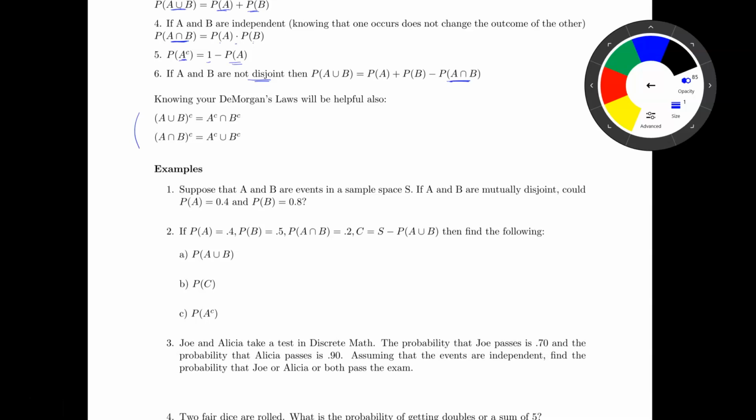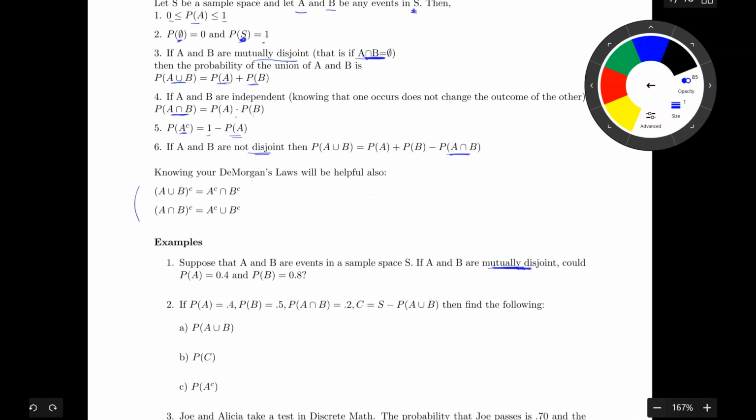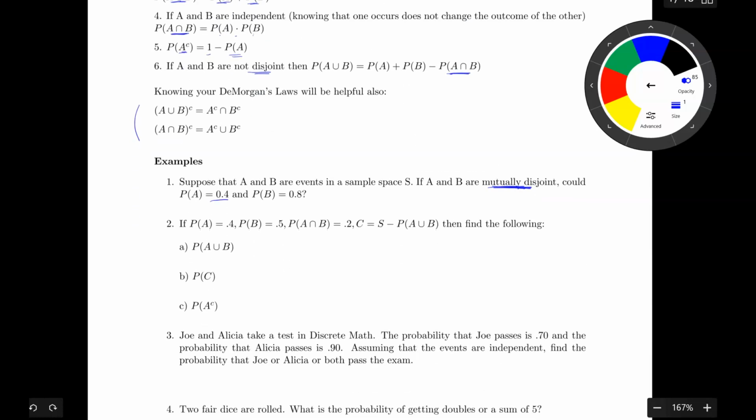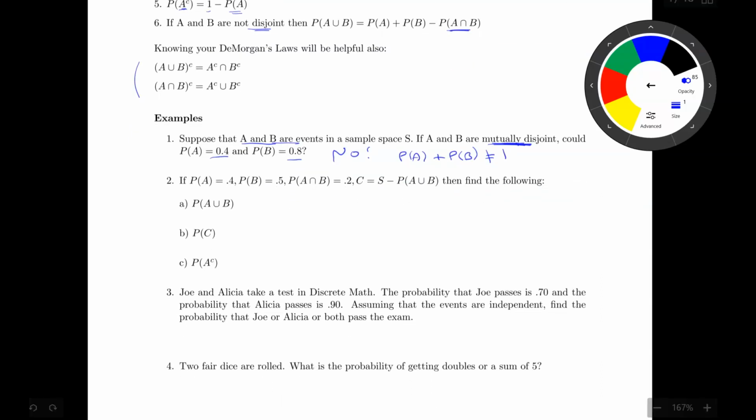And it's always good to know De Morgan's laws. Okay, so if we know that we've got A and B happening and they're mutually disjoint, so what does that mean again? There's no intersection between them. Is it possible that these could be the probabilities? No, because the probability of A and the probability of B would have to equal 1, and they do not, right? If these are the only two events in a sample space. I guess I should have said only two events, the only events in the sample space.